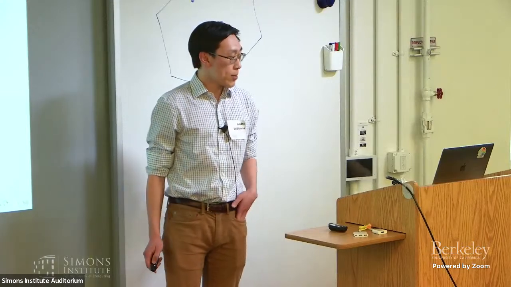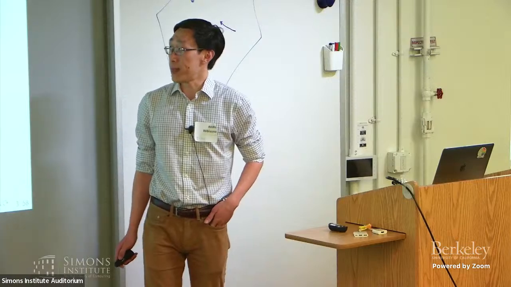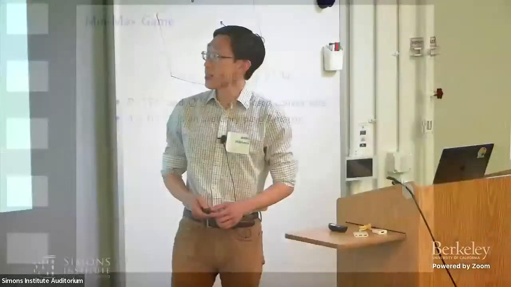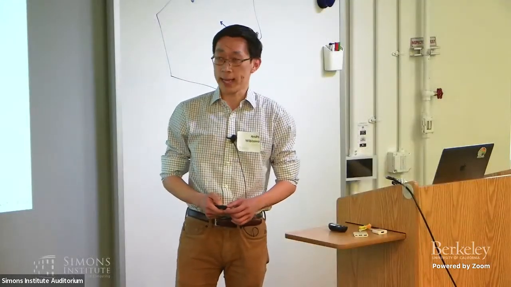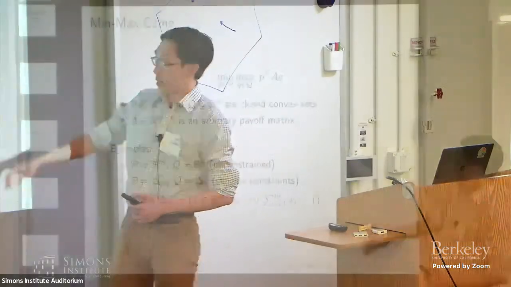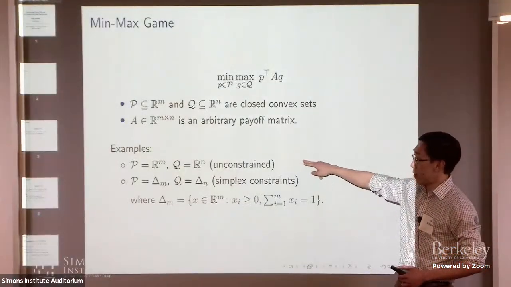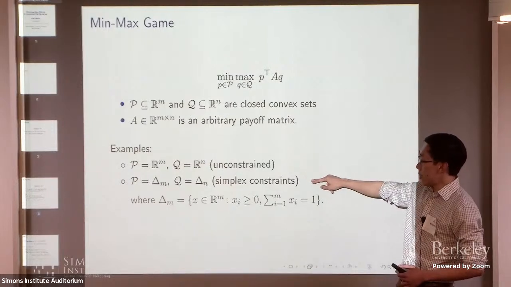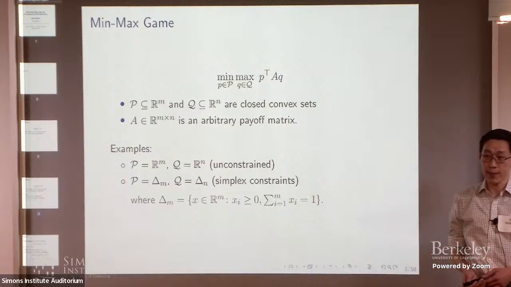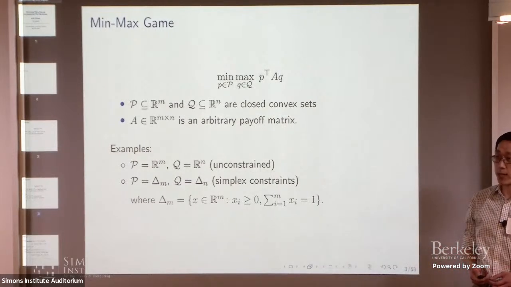So today in this talk, we'll talk about the very simple case of a zero-sum bilinear game, possibly with constrained domain. Here P and Q are closed convex sets, and we have some arbitrary payoff matrix A. And they can be in different dimensions. For example, if they're unconstrained, then the domains are Euclidean space. Or a very interesting example is when the constraints are the simplex, right? For example, like in all the games we have been talking about so far.